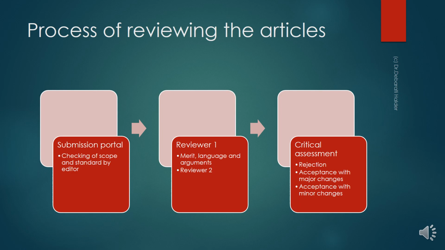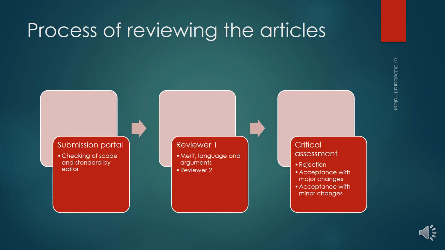So the first and the second reviewer go ahead to give certain opinions based on the merit, language, and the arguments made by the researcher in the research paper. So this goes to reviewer number 1 as well as reviewer number 2. Then comes the question of critical assessment. After these reviewers have given their opinion, it can go ahead for critical assessment, which may result in the rejection of the paper if the paper does not match the expectation of the reviewer and also the expectation of the journal.